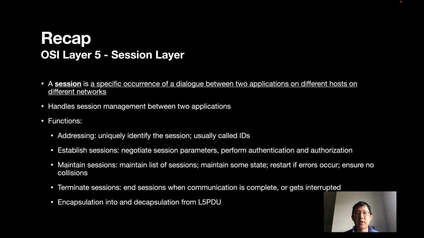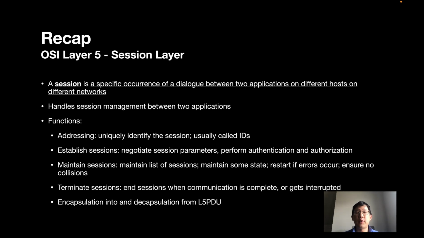It helps establish sessions by negotiating session parameters and performing authentication and authorization. It helps to maintain different sessions by maintaining a list of sessions, maintaining some state for each of the sessions, restarting sessions if errors occur, and ensuring that no collisions occur. It helps to terminate sessions when the communication is complete or when it gets interrupted. And lastly, it encapsulates into and decapsulates from the L5 PDU.